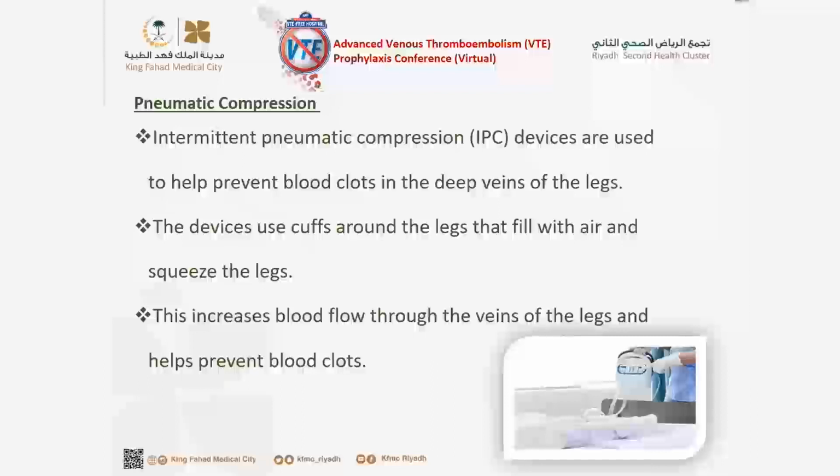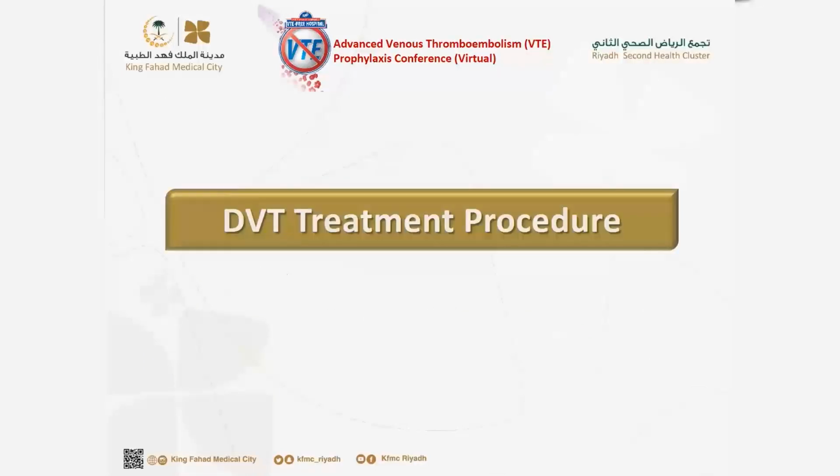The next one that we have is the pneumatic compression. The intermittent pneumatic compression devices are used to help prevent blood clots in the deep veins of the leg. The device uses cuffs around the legs that fill with air and squeeze the leg. So here we need to make sure that it is the correct fit. We also need to know that it increases the blood flow through the veins of the legs and helps to prevent blood clots. And again, we need to take care of the patient's hygiene.